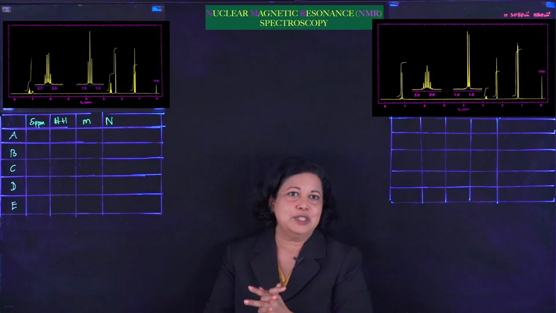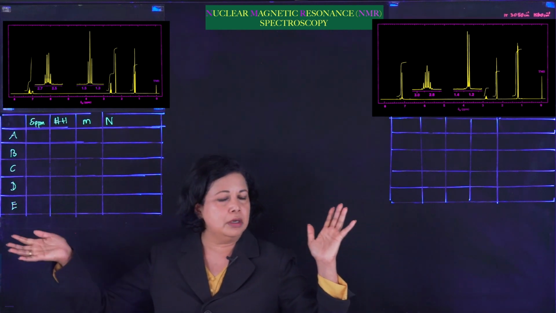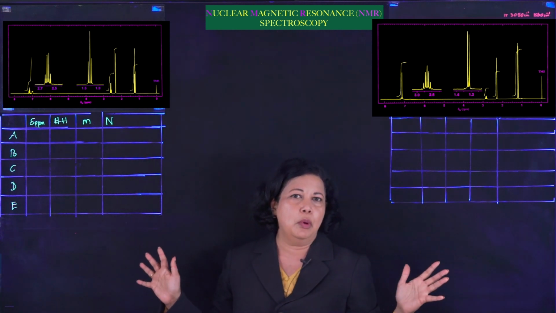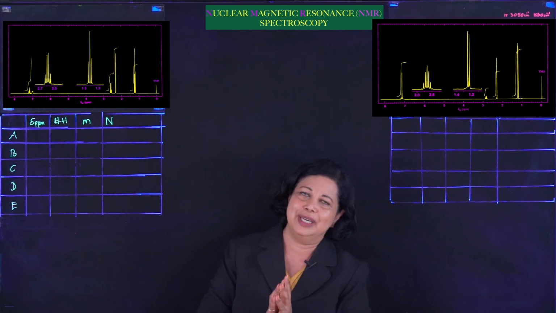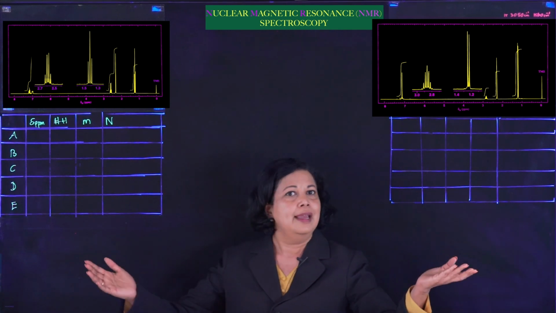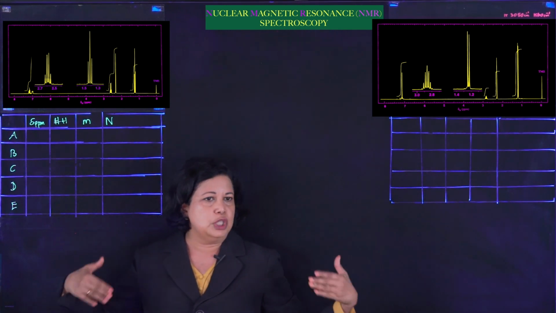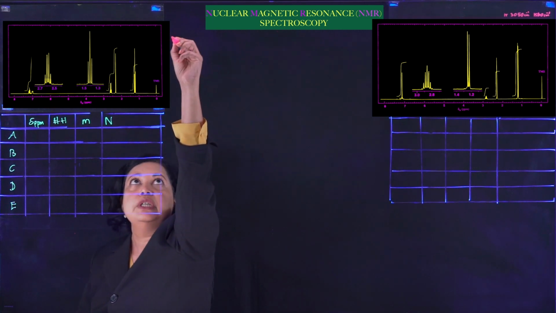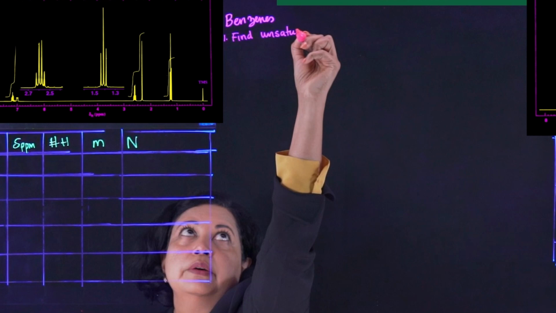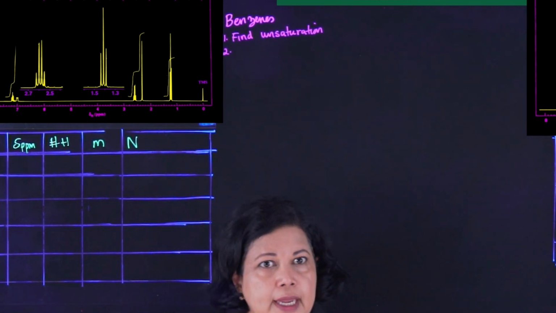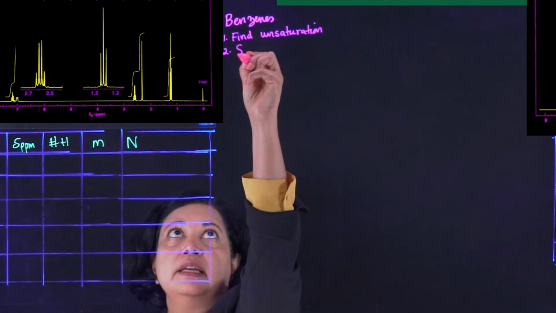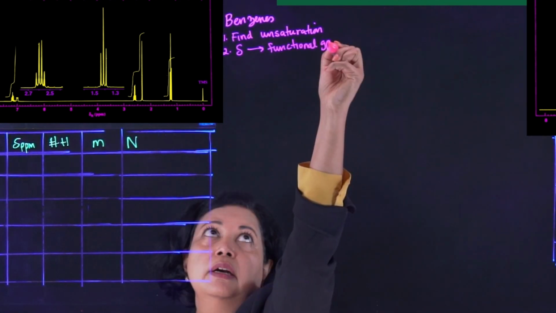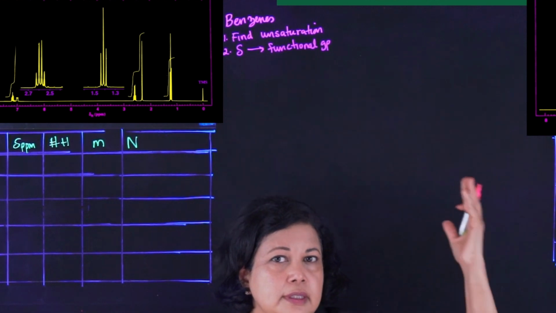Welcome to NMR spectroscopy. We did mono-substituted benzenes last time. Today we're going to look at more substituted benzenes. All right, here are a couple of examples, and let's work through them just like we did. One, find the unsaturations, and that's a good way to go. Two, look at the deltas and find either a functional group or alkenes or benzenes.